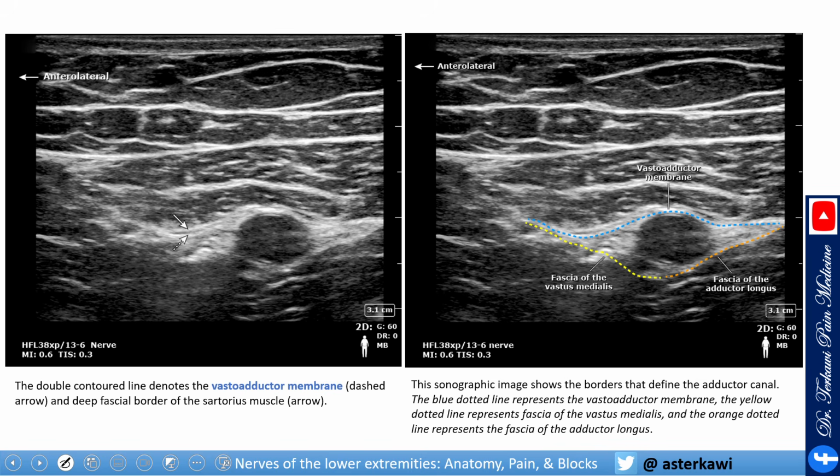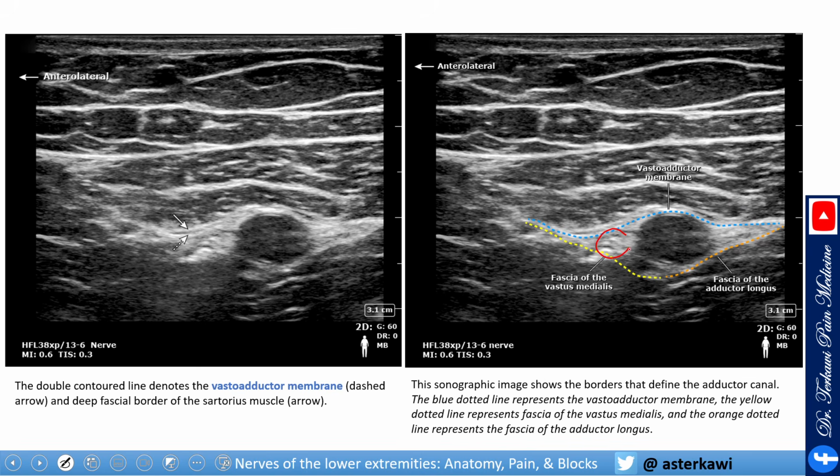And here, beautiful picture, you can even see the vasto-adductor membrane, which is this blue line. And then you see the fascia of the vastus medialis, the yellow line, and the fascia of adductor longus, the orange line. So these are the boundaries of the adductor canal as we discussed earlier.